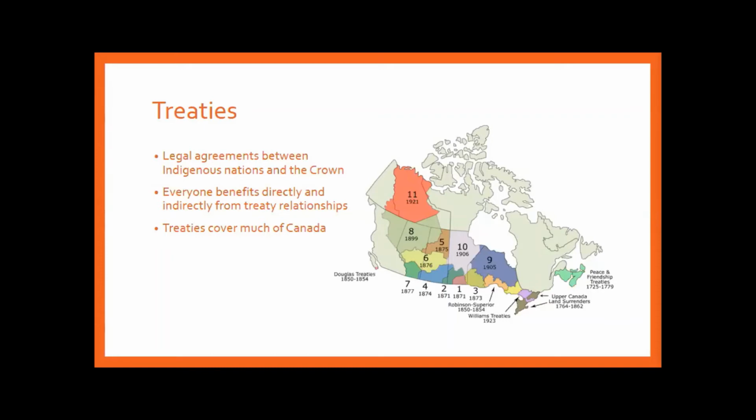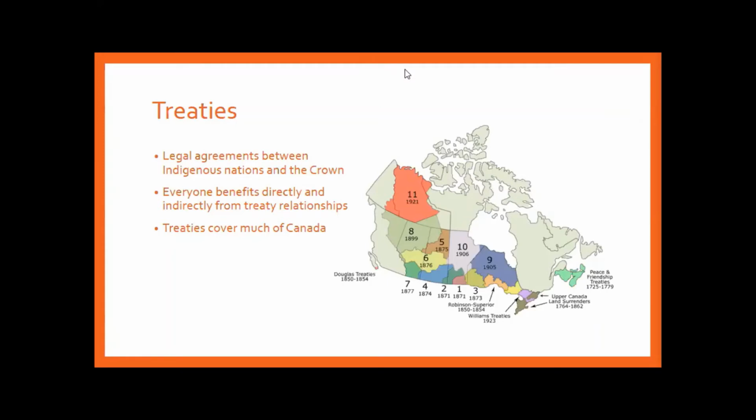So on this map, you can see all the treaties that were signed in Canada with Indigenous nations up to 1921. And there are a few more treaties that were signed after that, but they don't show up on this map. So that's why BC doesn't really have any treaties in this map, is because they're too new to show up on it.